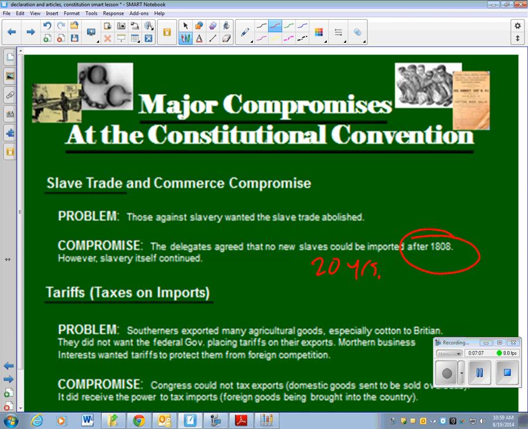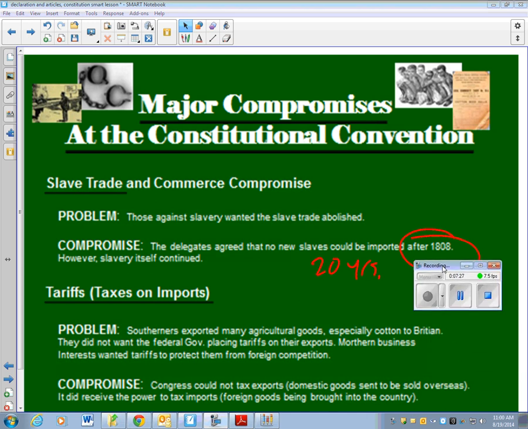All right, and you might say initially, ooh, that really hurts those Southerners because now they can't import any more slaves. But some of you might remember from U.S. history last year that actually helped the Southerners out, because as long as no slaves can be imported and people still wanted slaves, well, that increased the value of the slaves down in the South. So there actually was an economic incentive for the Southerners to agree to that.